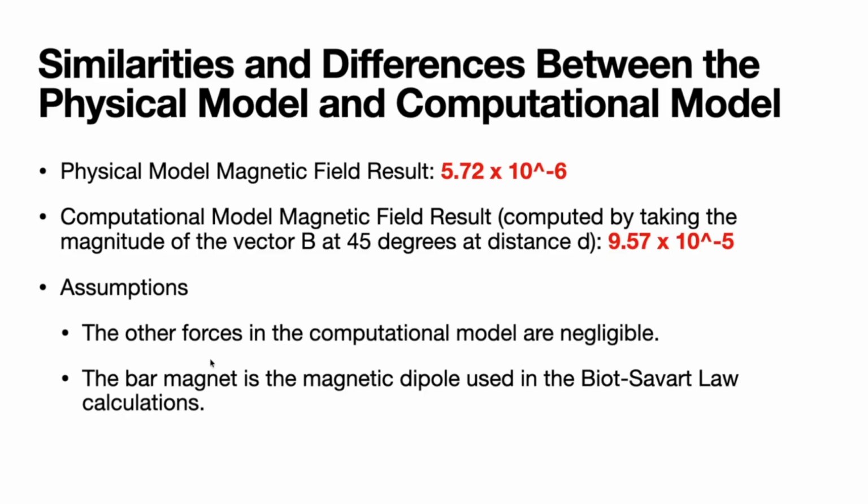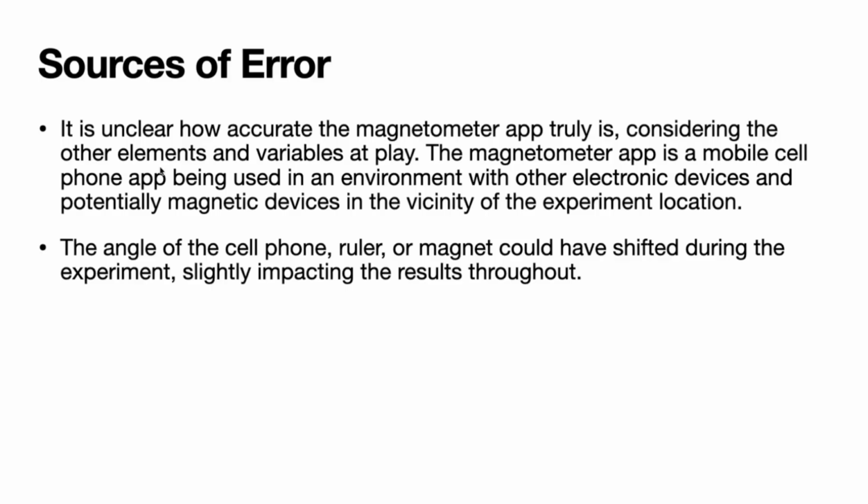The computational model field, like I said, by taking the magnitude is that value. It is larger. The computational model result is larger, which is interesting, and most likely more accurate, given some of the potential sources of error with the physical model, which I'll talk about in the next slide. And then here are 2 assumptions. But as far as the sources of error, it's just difficult to ensure that the physical model results are fully accurate given what is happening in the surrounding environment.